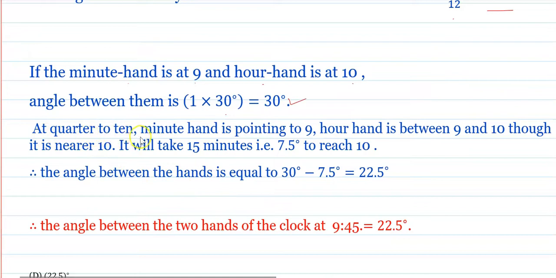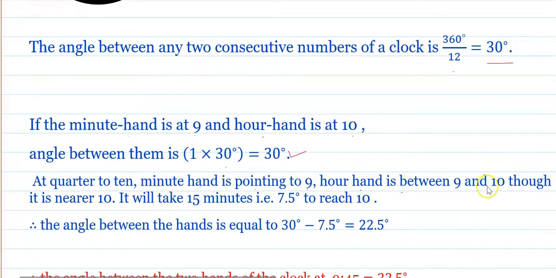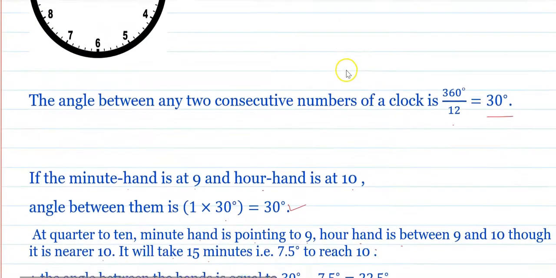A quarter to 10, the minute hand is pointing to 9, and the hour hand is between 9 and 10. Though it is nearer to 10, it will take 15 minutes, that is 7.5 degrees, to reach 10. Therefore the angle between the hands equals 30 minus 7.5, which equals 22.5. Okay, 15 मिनिट अजून त्यासाठी बाकी असणार आहे. Therefore we have to subtract.